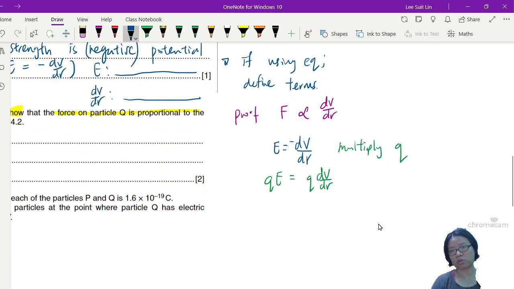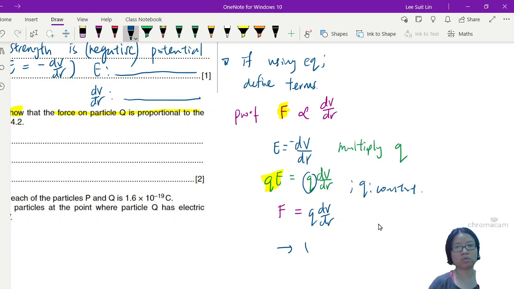Alright, so we're going to continue. This will be force, right? This QE is F. So I'm just going to write this one as F. And this Q is constant. Q is constant, and hence you have F is equal to a constant multiplied by dV dr. So F is proportional to dV dr.